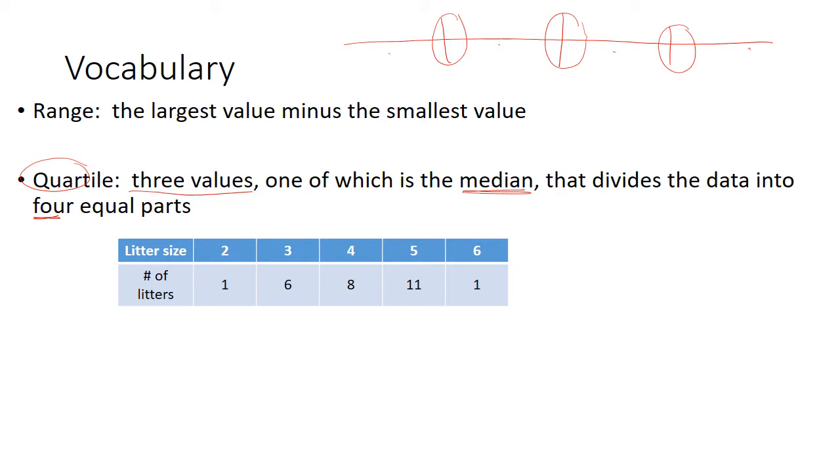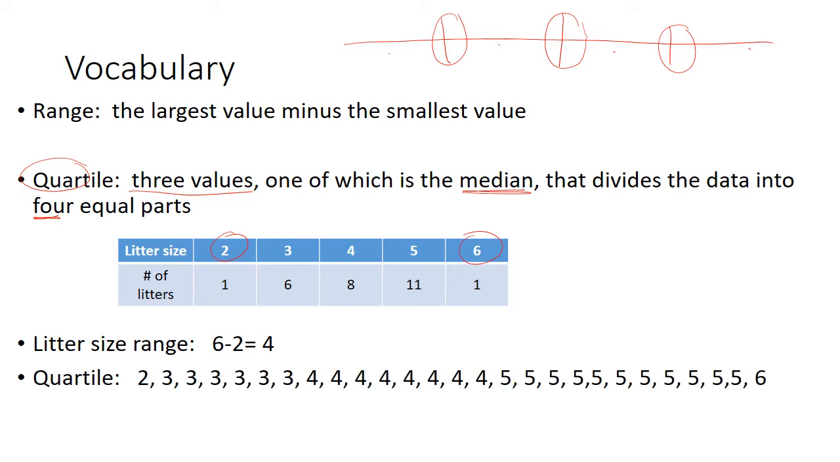So let's look at this chart here, charting litter size. So let's say a vet is keeping track of how many kittens were born within a month. And he had 1 litter that had 2 kittens in it, 6 litters that had 3 kittens in it, 8 litters that had 4 kittens, 11 litters that had 5, and 1 litter that had 6. If we take this and we find the range, litter sizes can be anywhere from 2 kittens to 6 kittens. So we would take our largest value, which is 6, minus our smallest value, which is 2, and get our range of 4 kittens.